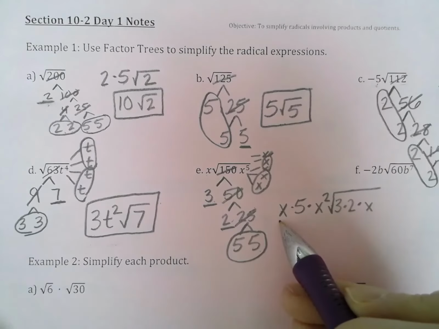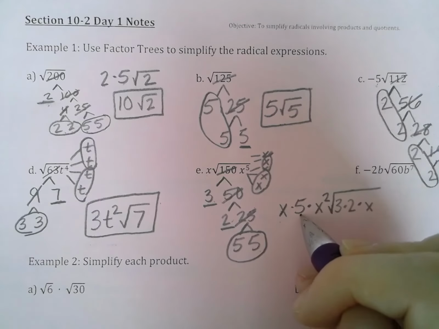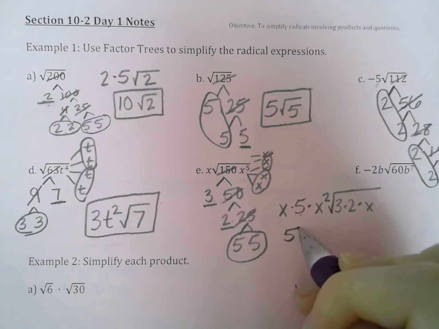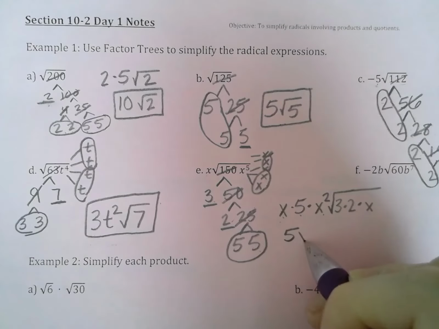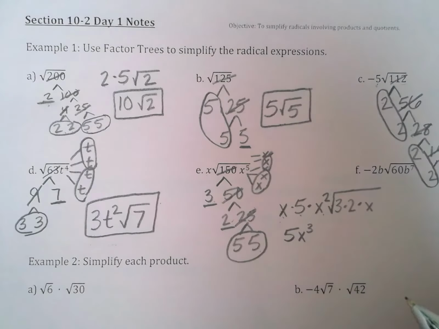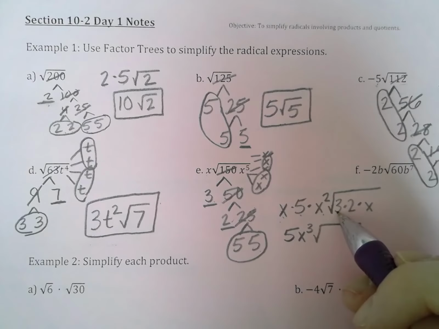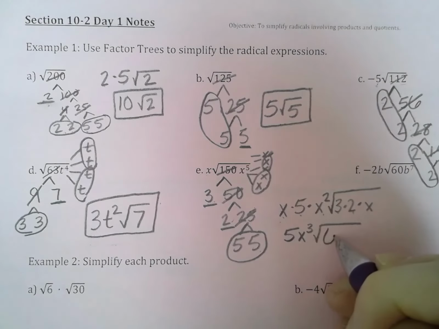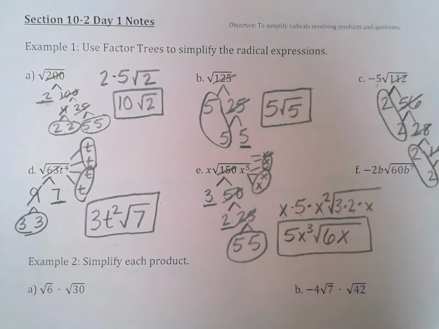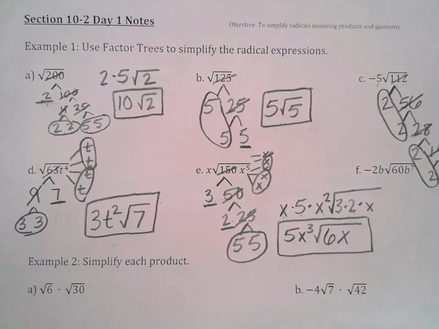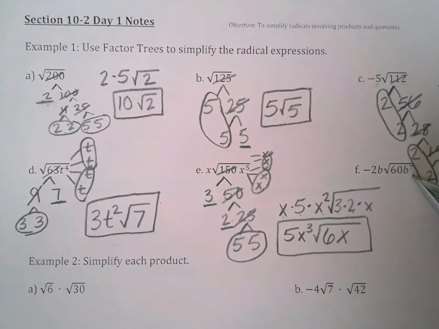Okay. On the outside, I need to multiply and combine. So 5, I don't have anything to multiply it with, so I'll just keep it as 5. x and x to the second make a total of x to the third on the outside. Then the square root. 3 times 2 will give me 6x on the inside. I would like you to pause here and try letter F on your own.